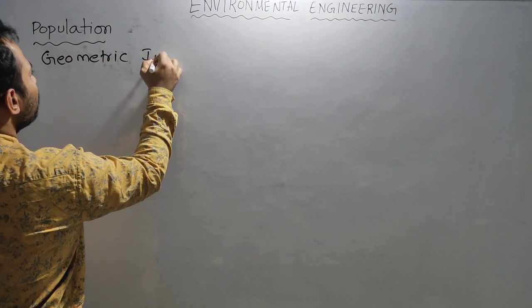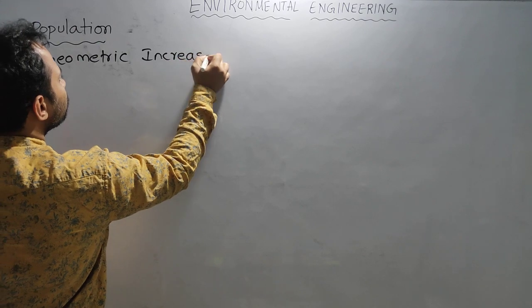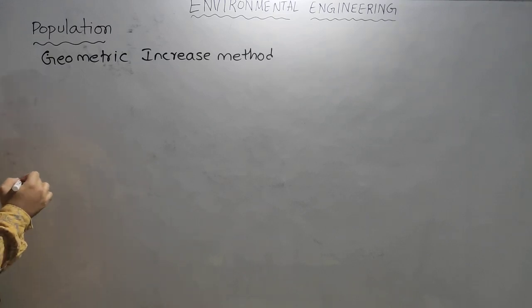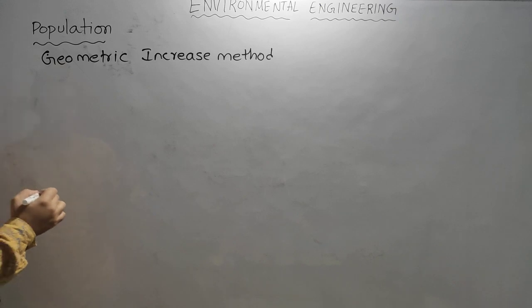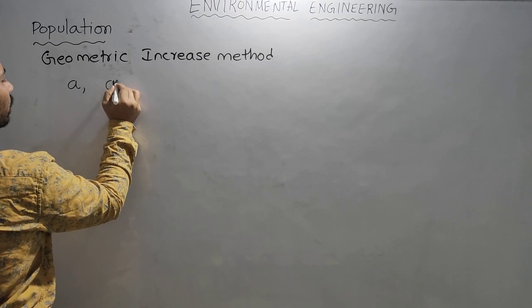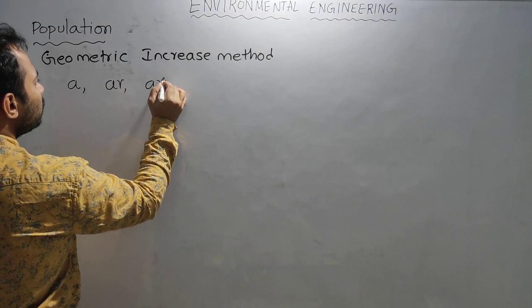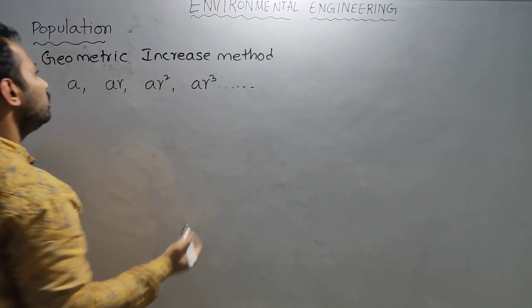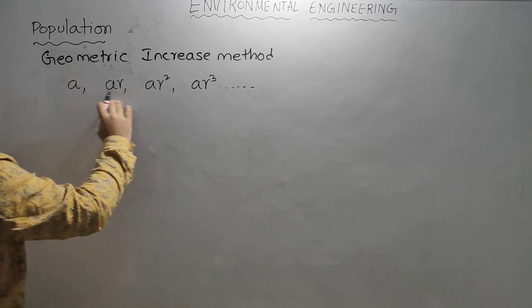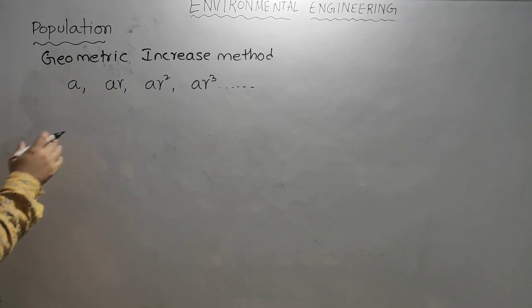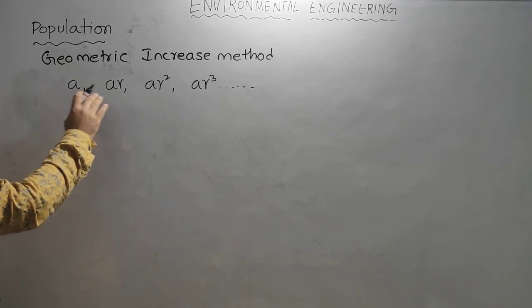Geometric increase method. See, I told you already. So here in the geometric increase method, dP/dt is proportional to P(t). That means when the population follows a pattern like a, ar, ar square, ar cube, this pattern is explaining that dP/dt is proportional to P(t).